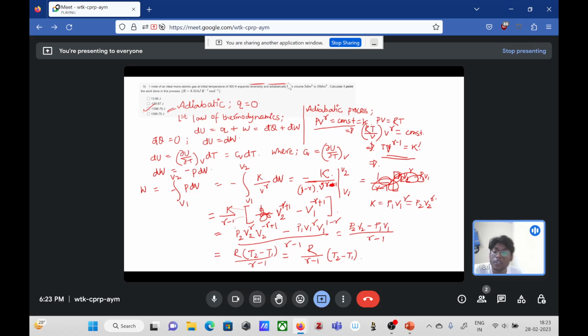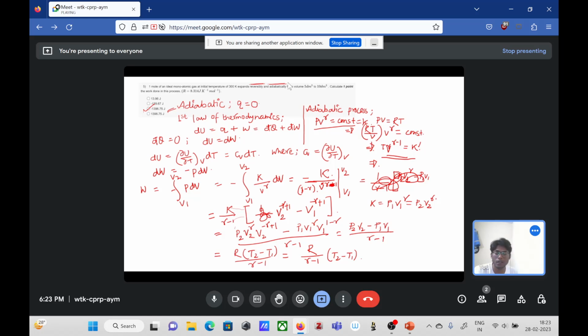Now the total work done in this process can be calculated by substituting P as K by V to the power gamma, where K is a constant. If you do the integration, we get the expression K by gamma minus 1 times V2 to the power 1 minus gamma minus V1 to the power 1 minus gamma. Since K is a constant, P1 V1 to the power gamma is equal to P2 V2 to the power gamma, and we substitute that K. By simplifying the expression we get P2 V2 minus P1 V1 by gamma minus 1.